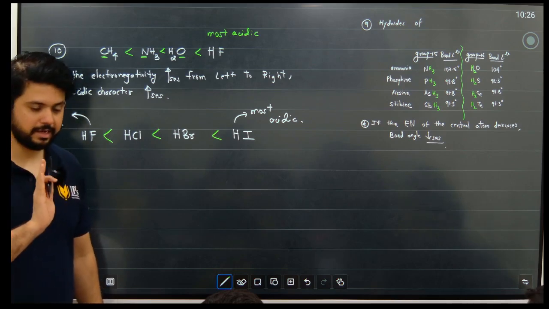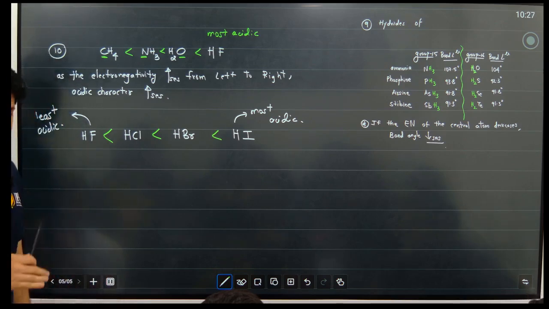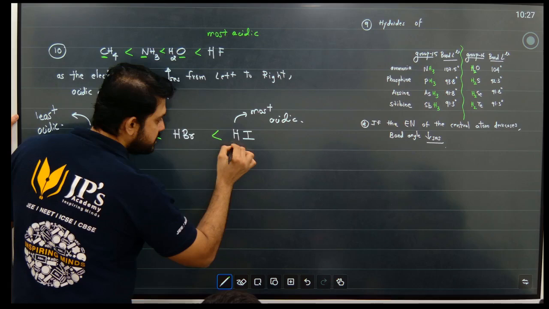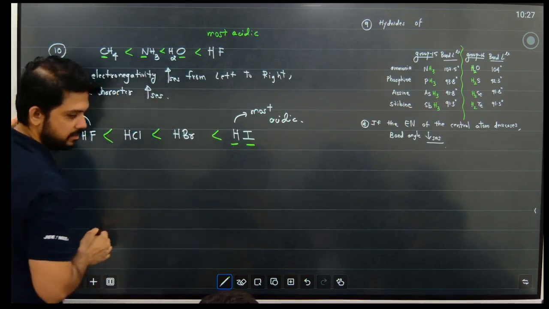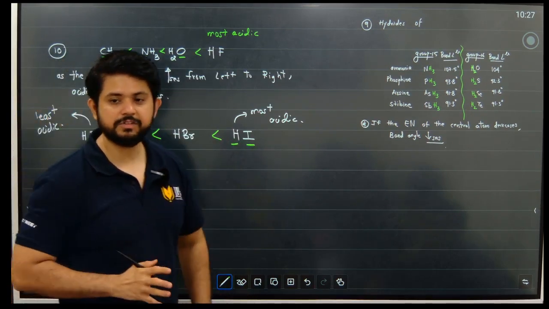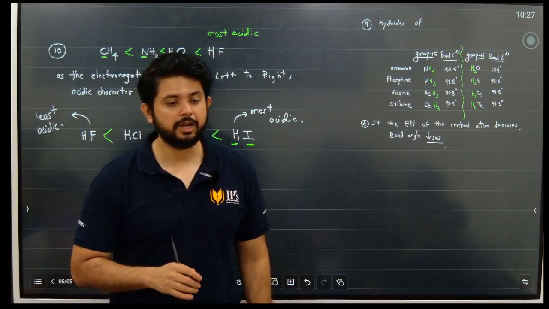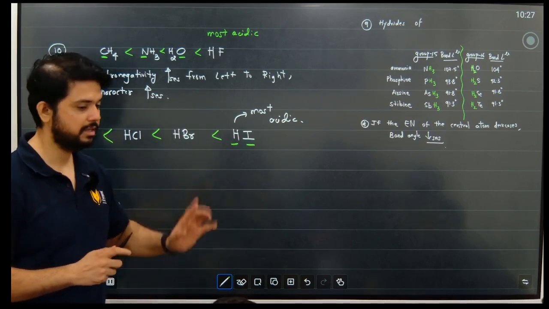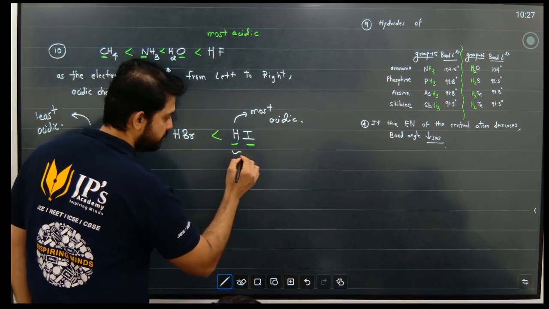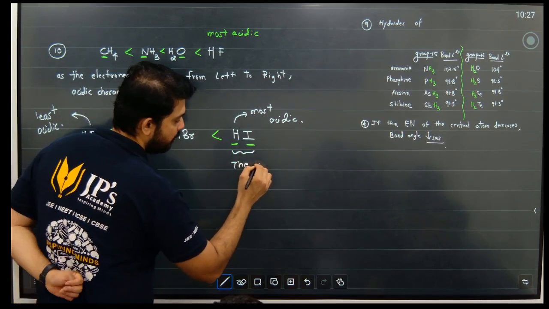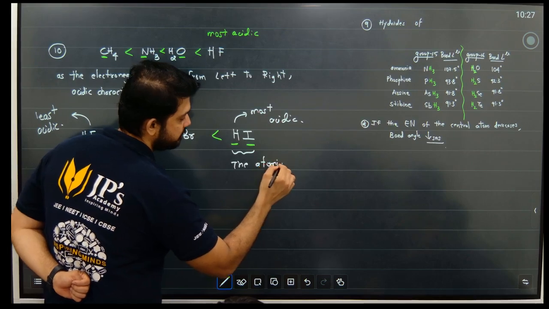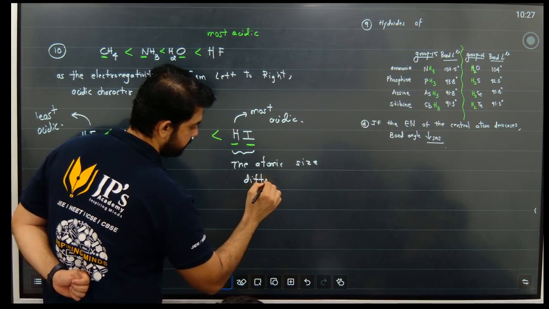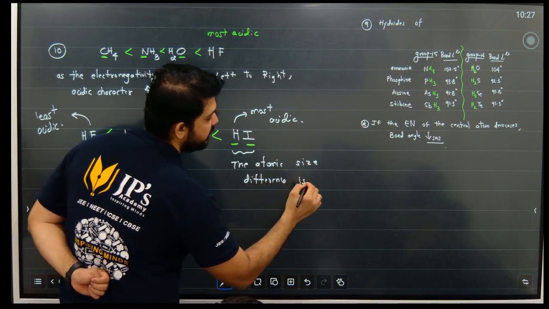Why? I'll explain. Though you understand this better in chemical bonding, we'll try and understand as much as possible. If I compare the size of hydrogen and iodine, there is a vast difference in the size. Iodine is an extremely large atom. If I compare the size of iodine with hydrogen, the atomic size difference between the two is very large.